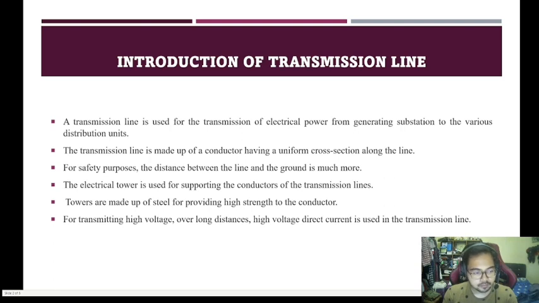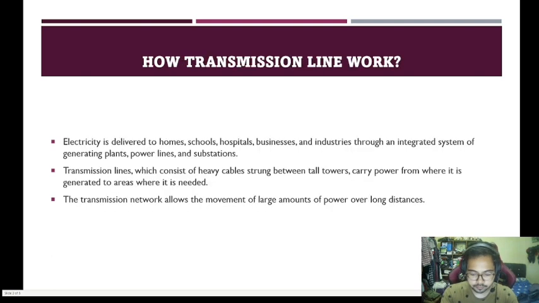Towers are made up of steel for providing high strength to the conductor. For transmitting high voltage over long distance, high voltage direct current is used in the transmission line.